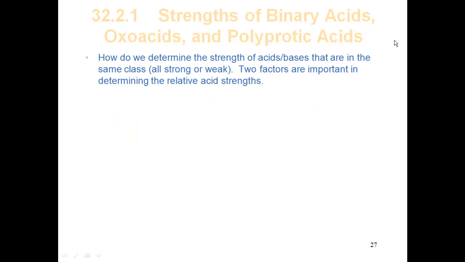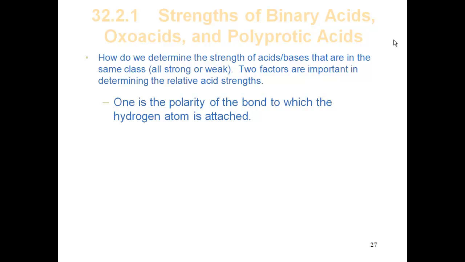Okay, how do we determine the strength of acids and bases that are in the same class, meaning all strong or all weak? Well, there's two factors that are important in determining the relative acid strengths. The first one deals with polarity, the polarity of the bond to which the hydrogen atom is attached.